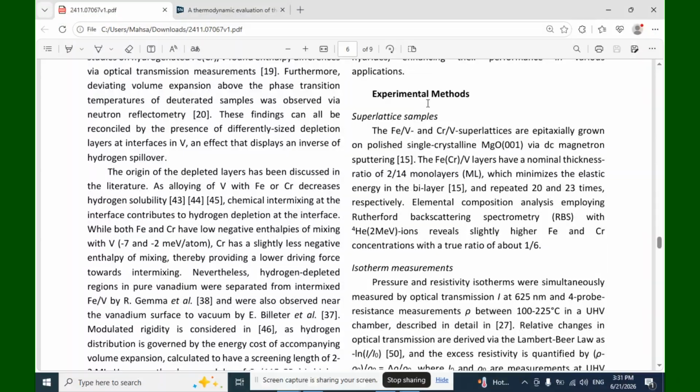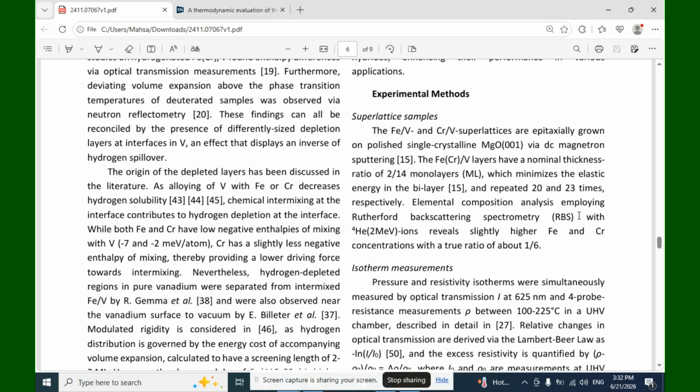Now I want to go through the experimental method. Superlattice samples: the Fe/V and Cr/V superlattices are epitaxially grown on polished single crystalline magnesium oxide 001 via DC magnetron sputtering. The Fe/Cr and V layers have a nominal thickness ratio of 2 per 14 monolayers, which minimizes the elastic energy in the bilayer, and are repeated 20 and 23 times, respectively.